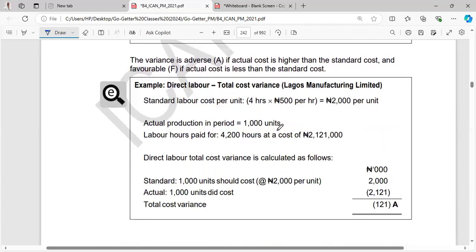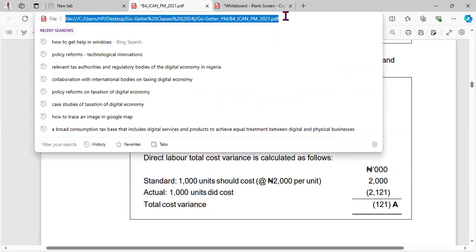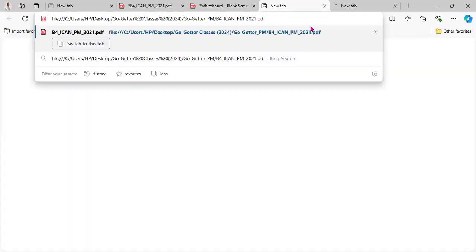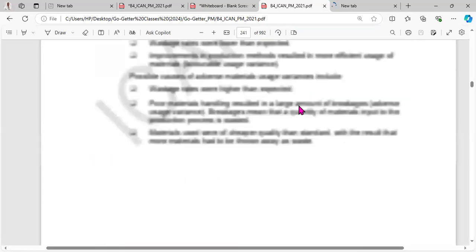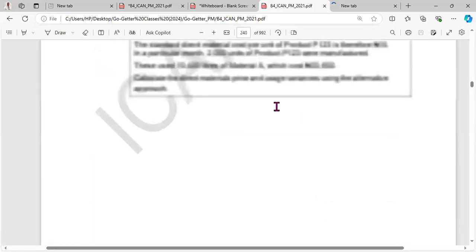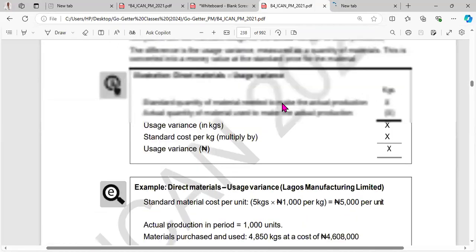Now let's go to this Lagos manufacturing. Of course, remember the example we did before, that first example we have been using. Let me just create a second instance of this so that I'll refer you to that example. Let's go there.